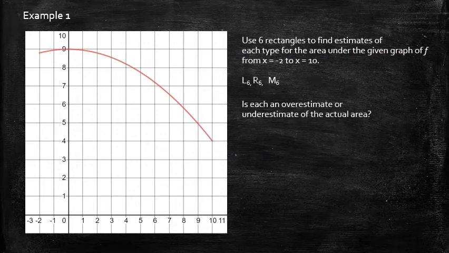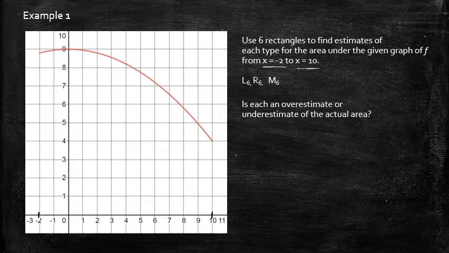All right, example number 1. We are going to use 6 rectangles, so 6 subintervals, to estimate the area under the curve. We will find L6, R6, and M6, so the left endpoint, the right endpoint, and the midpoint, all using 6 subintervals or 6 rectangles. Our function is given, this time as a graph. Other times in the homework, you'll actually be given the function. We're going to go from -2 to 10, so on my graph, I'll mark off -2 and 10.